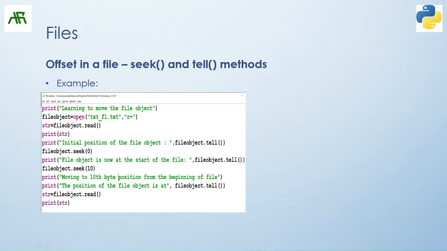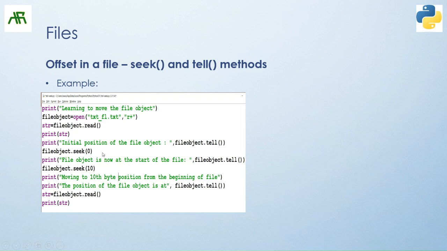Here I'm opening a file, text_fl.txt, in read plus mode. I can read and write, and assign the read into a string. Whatever I read from this particular file, I assign to a string and print that string, meaning whatever I read from text_fl.txt, print onto the display. Then print the initial position of the file object using tell. Tell gives you the current position of the file object, or the initial position of the file object.